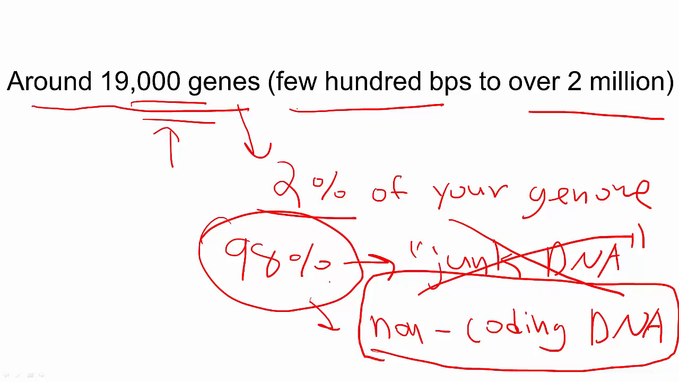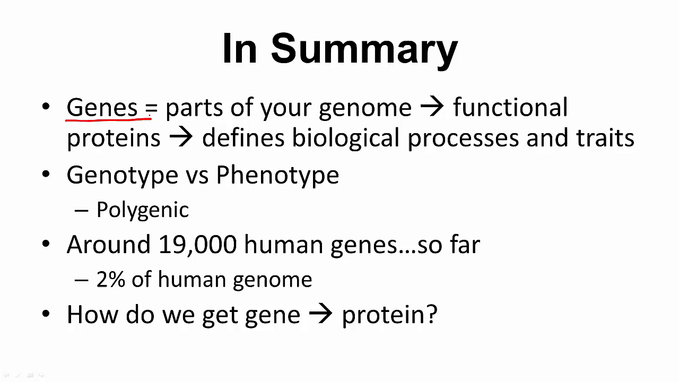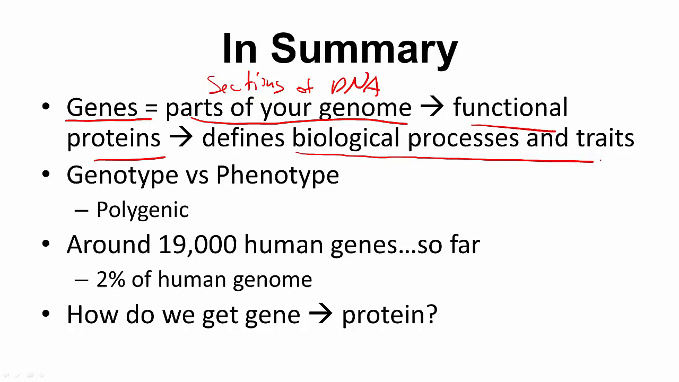And in summary, we learned that genes are basically parts of your genome, sections of DNA, okay, that are blueprints for functional proteins. And these proteins define our biological processes and traits, such as observable ones like hair color or height, to less tangible things such as your DNA polymerase, blood type, your sense of humor, your ability to metabolize certain sugars, etc. and etc.